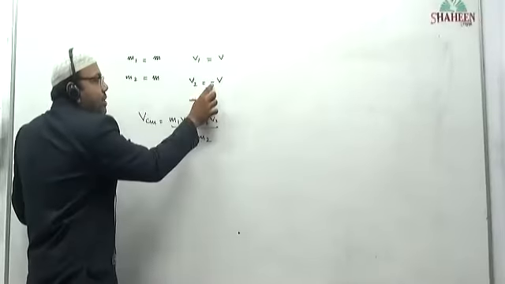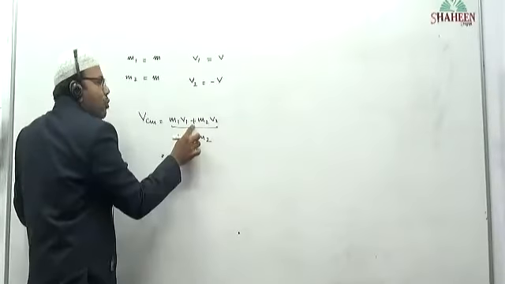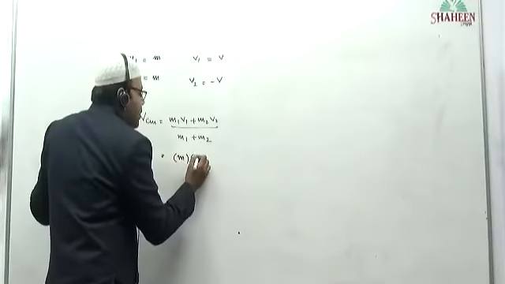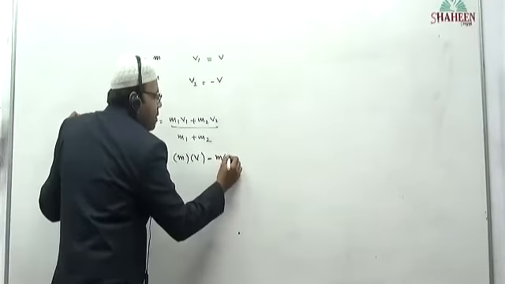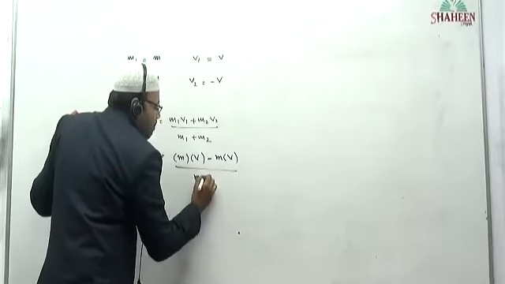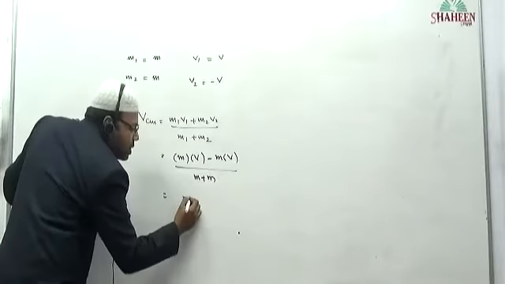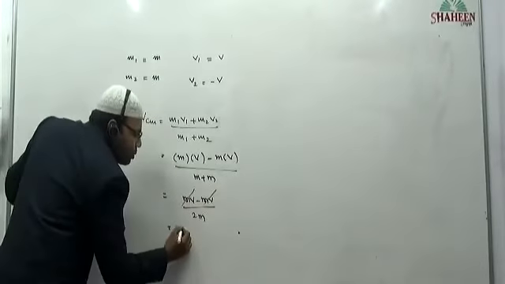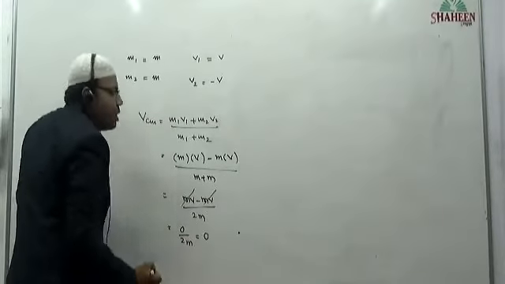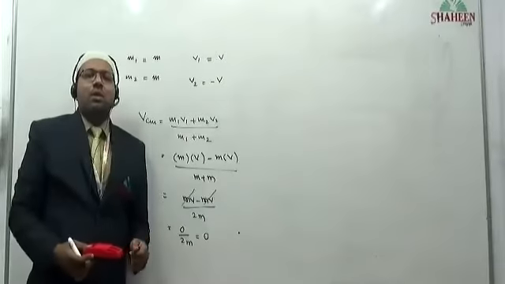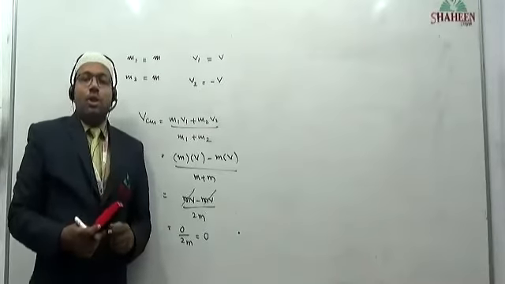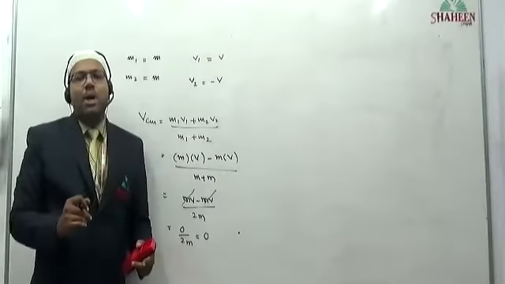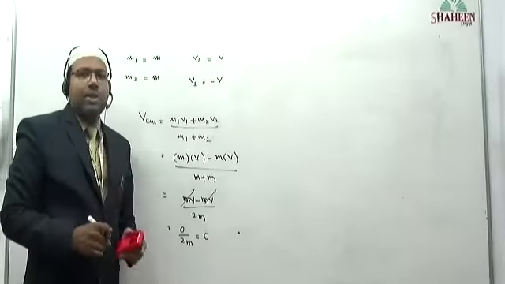Here you have taken already minus, you need not take minus here, already you have taken minus here. So m1 is m, v1 is v, minus m2 is m, v2 is v, by m plus m. So therefore what we can do here is mv minus mv by 2m. So this gets cancelled, 0 by 2m. So the answer is 0 meters per second. That means the center of mass is at rest. No doubt the particles are moving in the opposite direction, we agree, but the center of mass is remaining at rest because its velocity is 0. Okay?